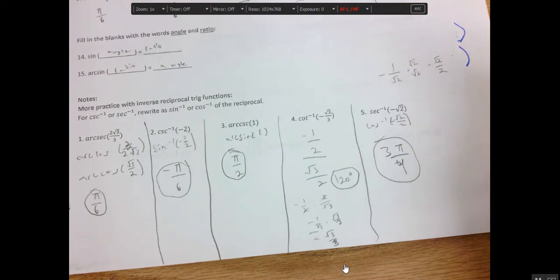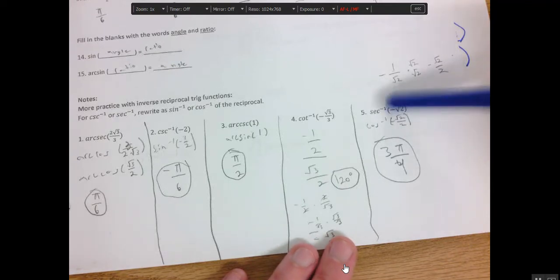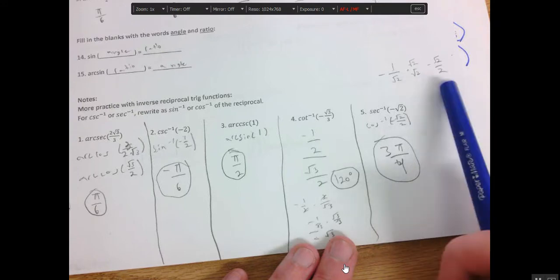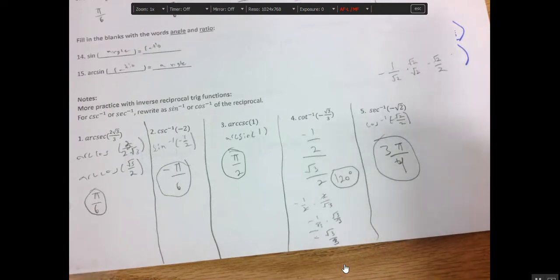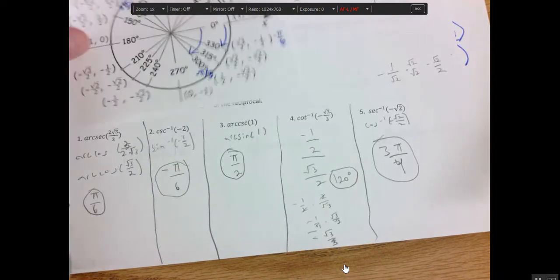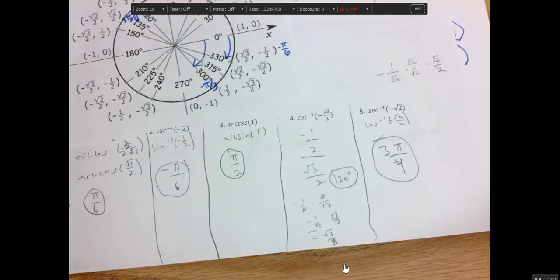So number 5, can you explain? Number 5, the reciprocal of secant is cosine. So we changed inverse secant to inverse cosine. And then we took the reciprocal of negative root 2. So Mabaya did the work up here where he flipped it and then he rationalized it and he got negative root 2 over 2. So then 1 over negative, so negative 1 over root 2 was the reciprocal, but then he rationalized it. Okay? And then he found it on the unit circle. Negative root 2 over 2 is over here at 135 degrees, or 3 pi over 4.